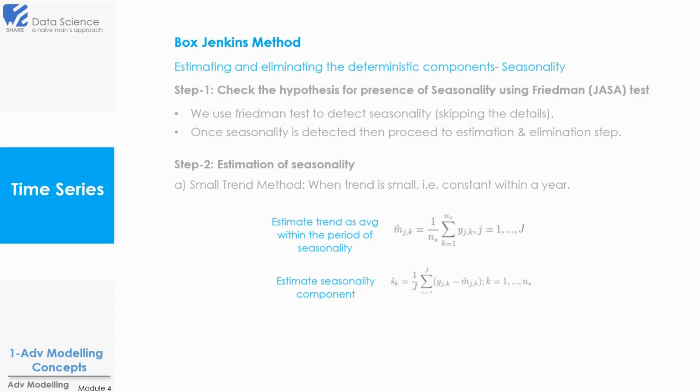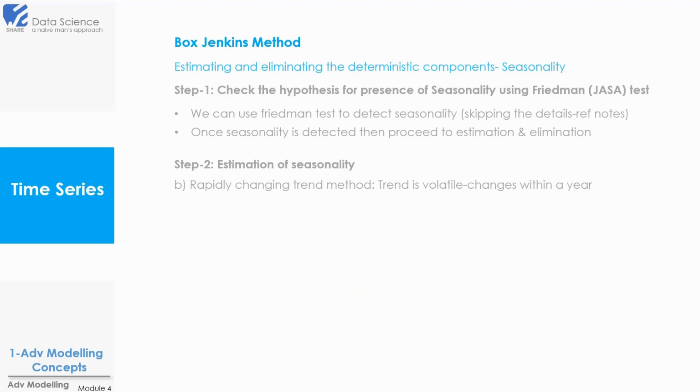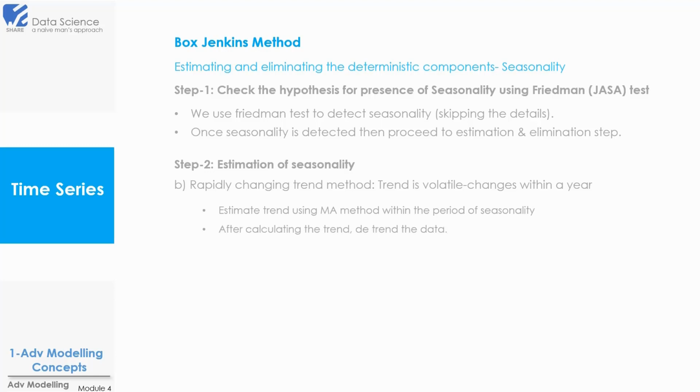The second method for estimating the seasonality is the rapidly changing trend method. Sometimes what happens is the trend is volatile and changes within a year. In that case, we use this method. So first we estimate the trend using the moving averages method within the period of seasonality, and then after calculating the trend, we detrend the data. And then we can use the detrended data and put it in the formula shown here to calculate seasonality. So that is how you get seasonality using this method.